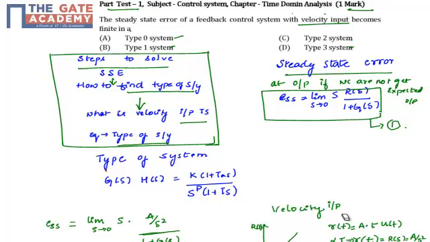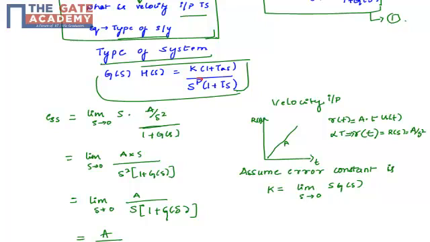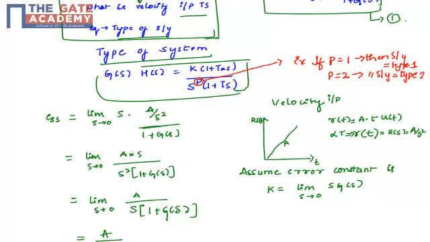Next we'll understand what the type of the system is and how to find it. So this is the general transfer equation. The type of the system is dependent upon the poles of the system. For example, if the pole is 1, then the system is type 1. If the pole is 2, then the system is type 2. And now we have understood how to find out the pole of the system.